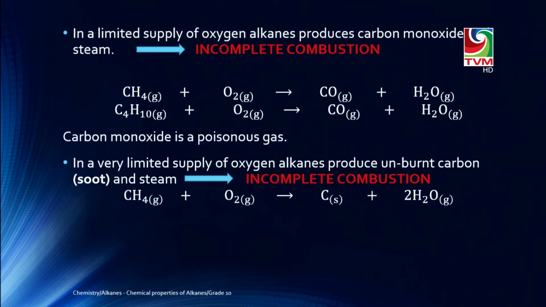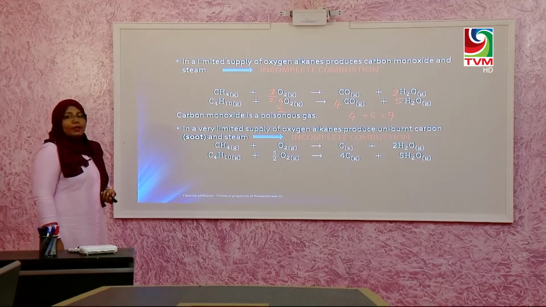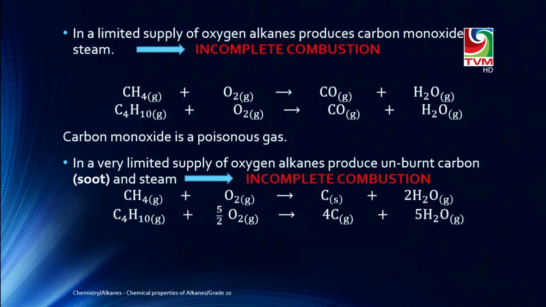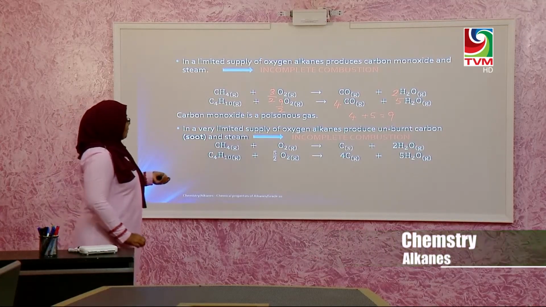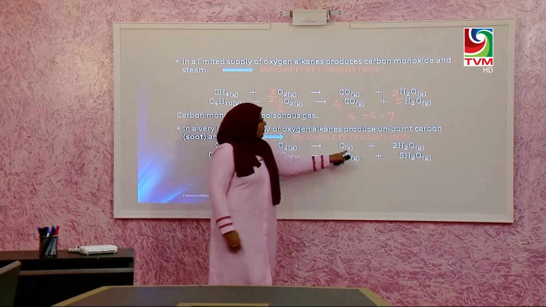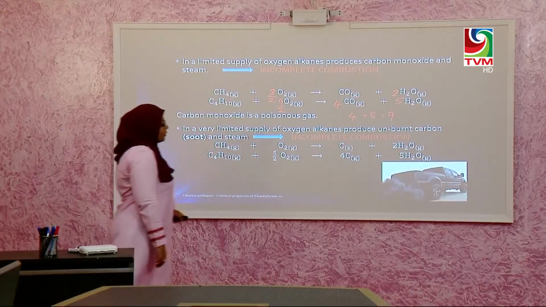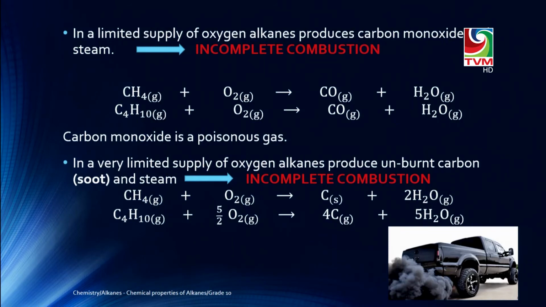Okay. So, again similarly, by now I hope that you have understood how to balance the equation. So, remember to read the questions properly so that you will be able to write down the equation correctly. So, methane reacting with oxygen to form carbon and steam. This is butane reacting with oxygen to form carbon and steam. You can see how the equation is balanced. Now, this is what we call soot, that is when the fuel is not burned completely.